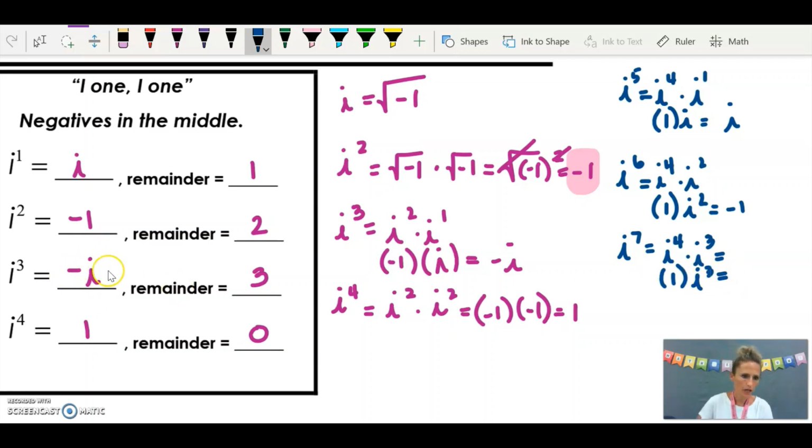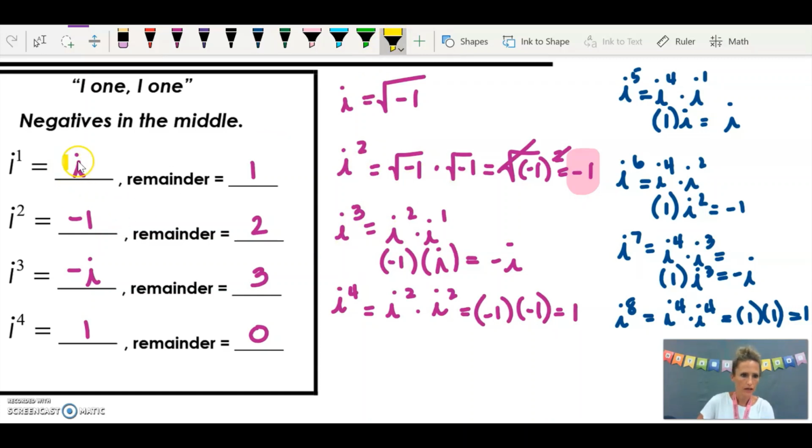And the value of i to the third is -i. So 1 times -i is -i. And then i to the eighth, how do you think I'm going to split that one up? i to the fourth times i to the fourth. So that's just 1 times 1, which is 1. Notice that my pattern is repeating.